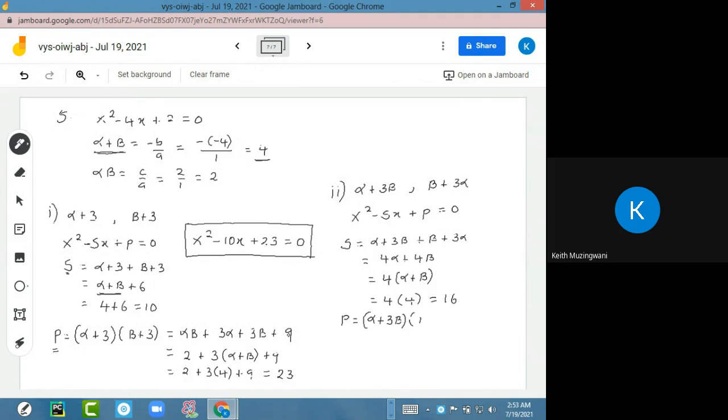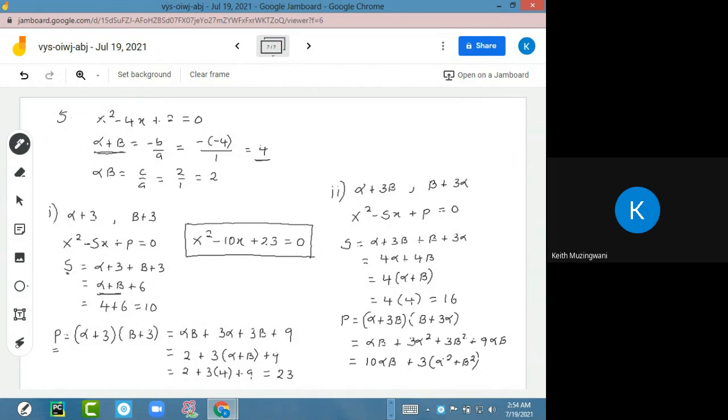We keep it as we look for the product, which is alpha plus 3 beta multiplied by beta plus 3 alpha. Alpha times beta, we get alpha beta, plus alpha times 3 alpha, we get 3 alpha squared, plus 3 beta squared, plus 9 alpha beta. Now alpha beta plus 9 alpha beta is the same as 10 alpha beta, plus factor out a 3 and get alpha squared plus beta squared.